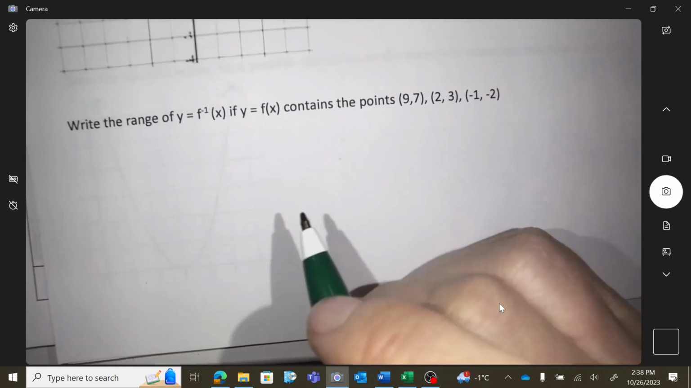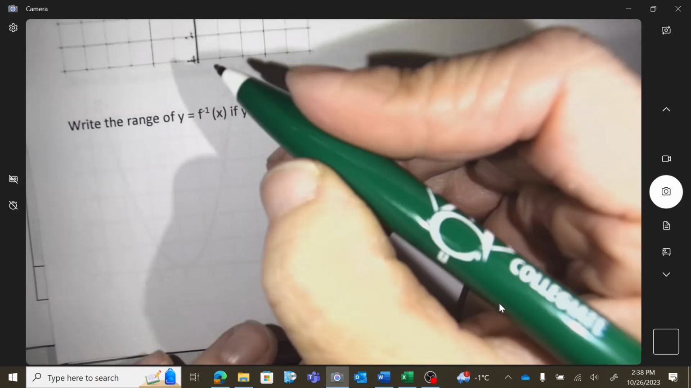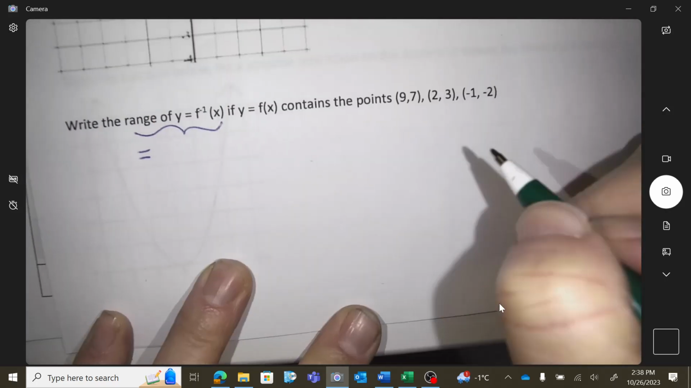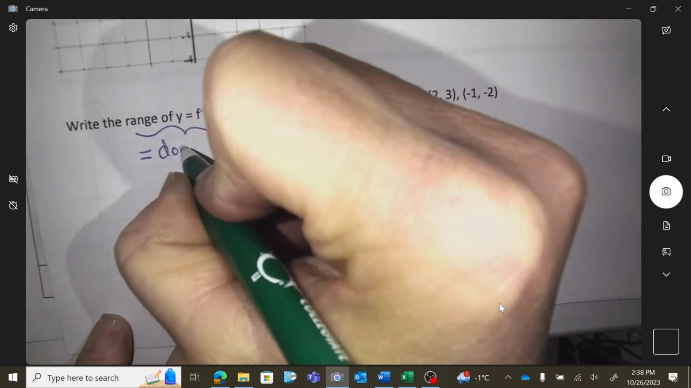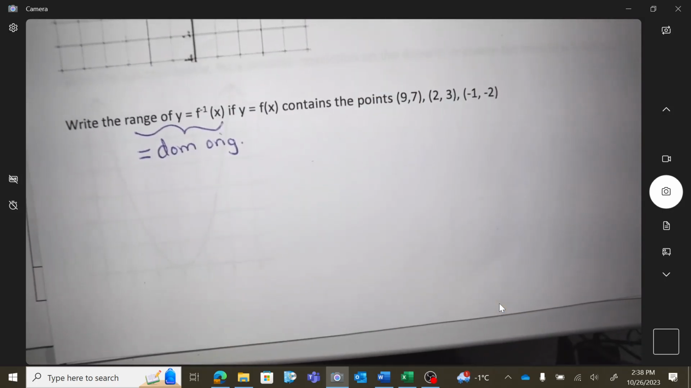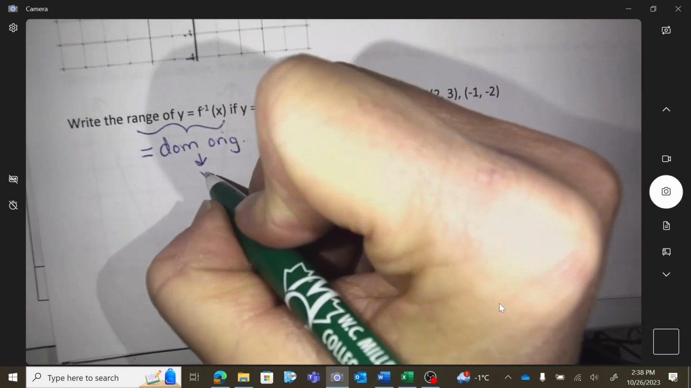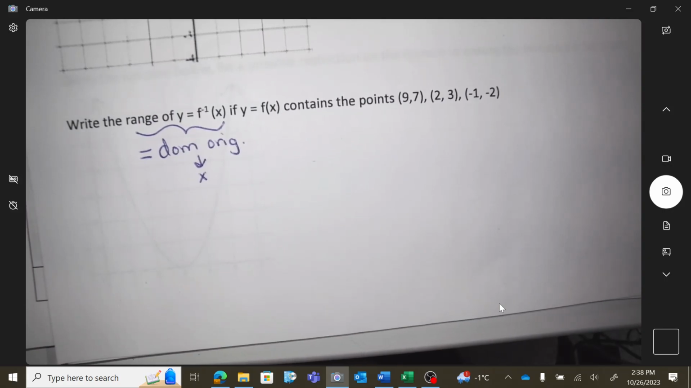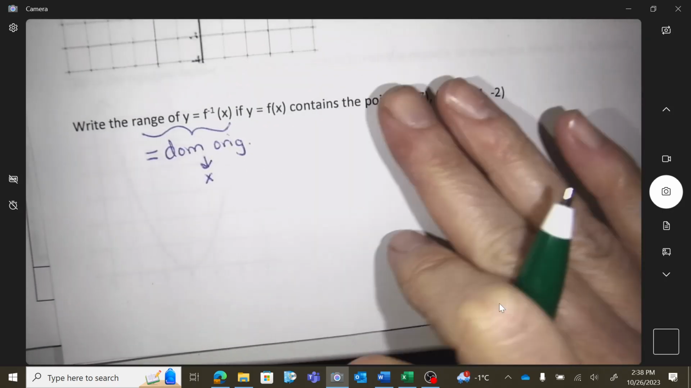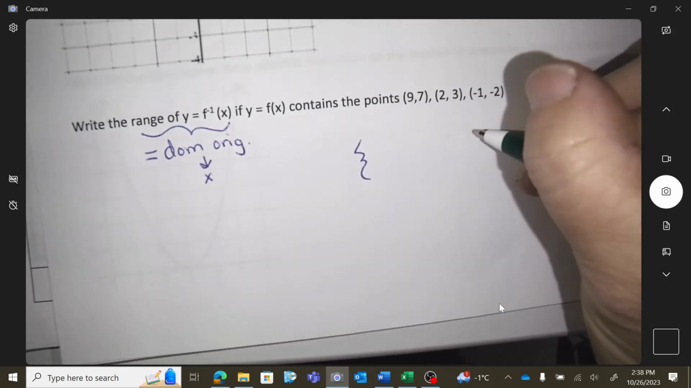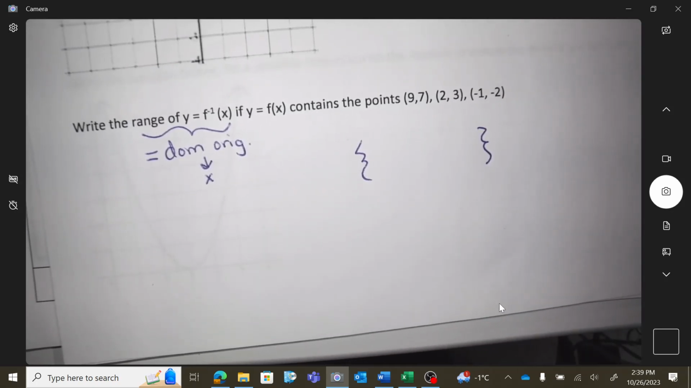Okay. Write the range of the inverse. So the range of the inverse will equal the domain of the original. Okay? The domain is the x values, right? Domain is x values. So this question is different in the sense that I don't have a graph. Here's what I want to do. I want to list a set of x values. So these brackets in math mean just list a set.